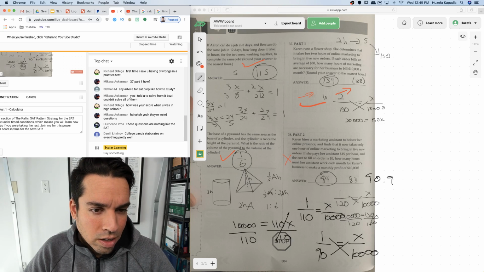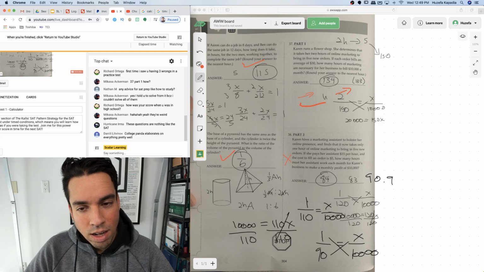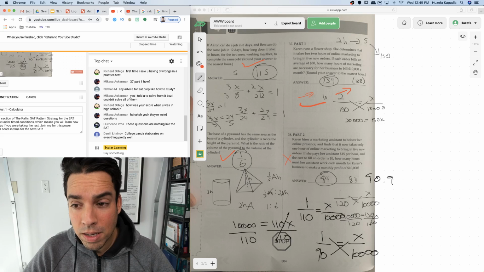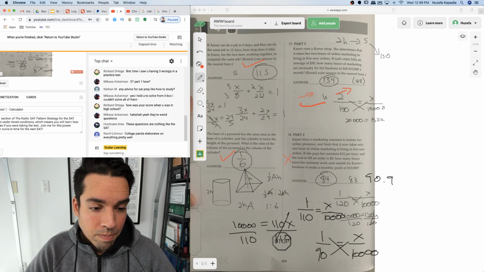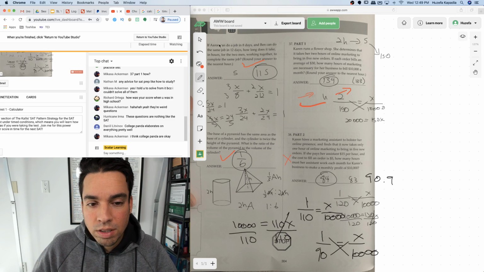Yeah, I mean, Hurricane Irma, I wouldn't say nothing like it, but it's not amazing. College Panda so far is the first one that I've been really impressed with, but that's it. You don't like College Panda either? Well, I think it's pretty good.